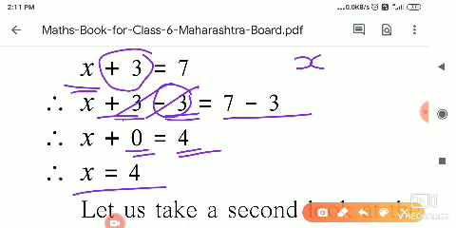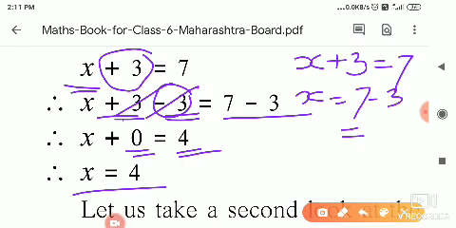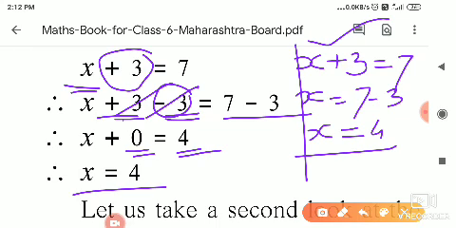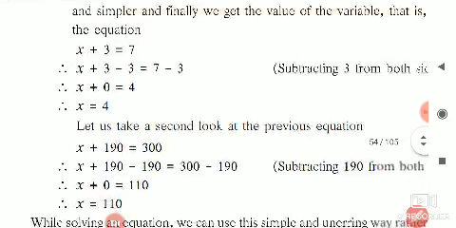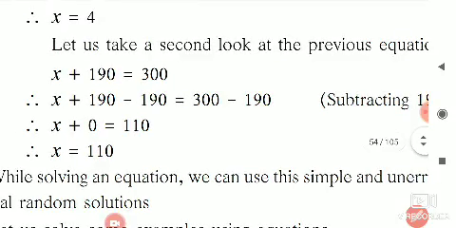Or, as I told you before, x plus 3 is equal to 7, so x is equal to 7 and plus 3 becomes minus 3, and its answer is 4. Both methods are correct. You can choose any method and solve the equation. Here also the same thing is there.